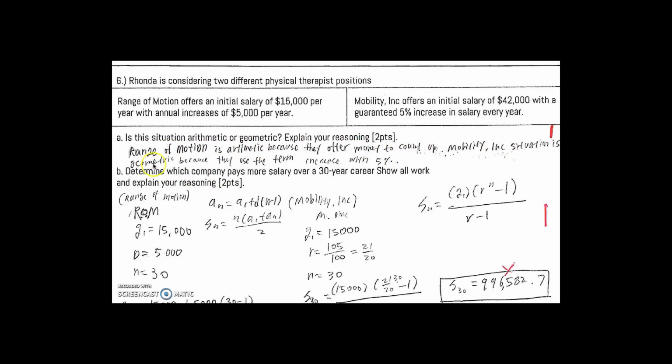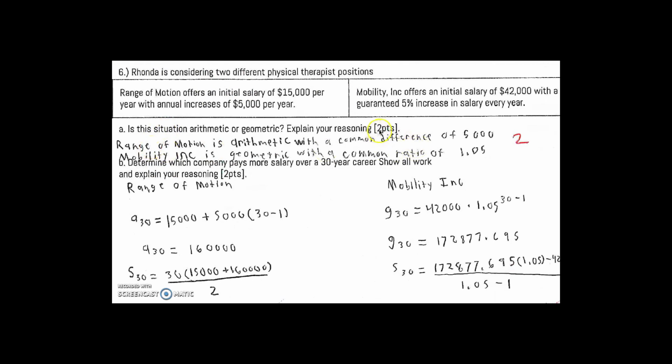Out of 2 points, I gave this student a 1 because they did write that one is arithmetic and the other is geometric, but they didn't tell us the reason why. This student got 2 out of 2 points because they recognized that Range of Motion is arithmetic with a common difference of 5,000, so they're adding $5,000 per year. Mobility is geometric with a common ratio of 1.05. I like this one a lot because they're realizing that 5% turns into 1.05.